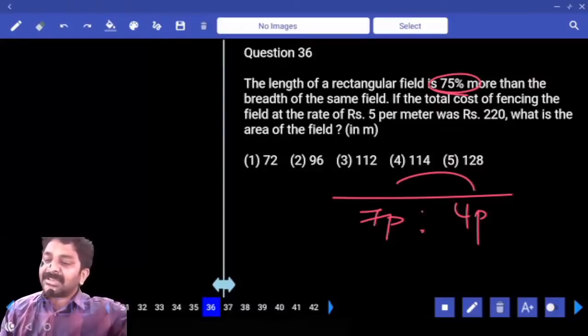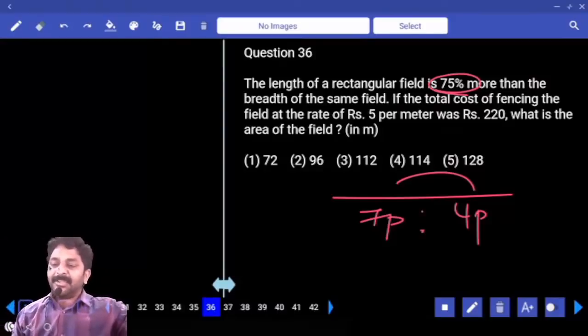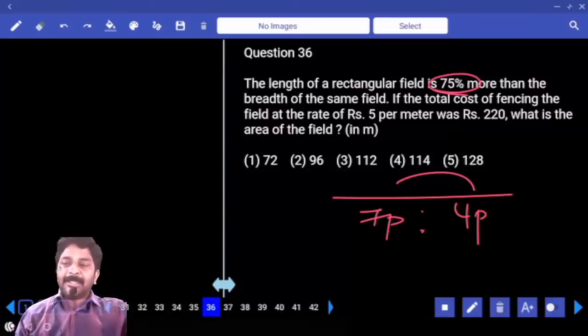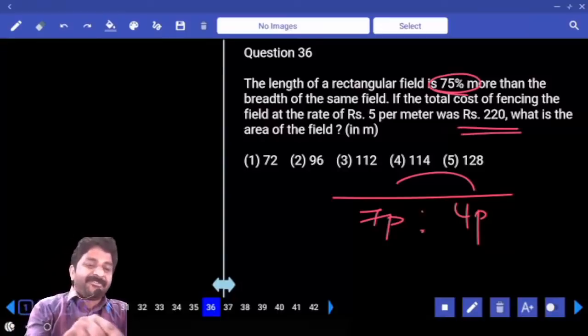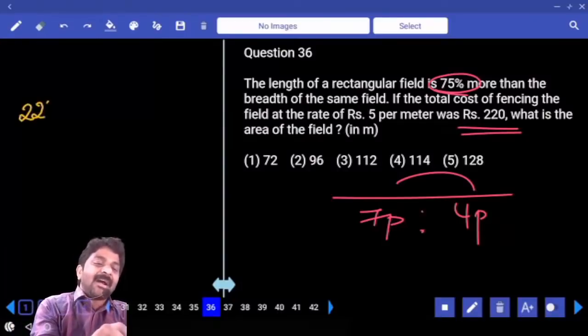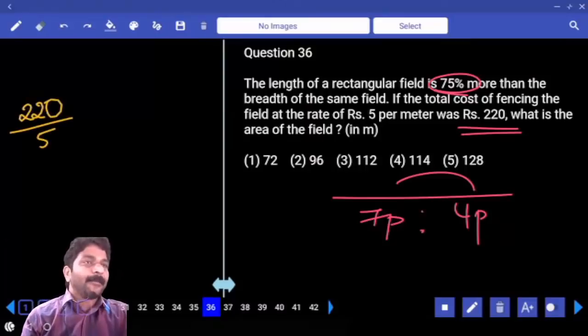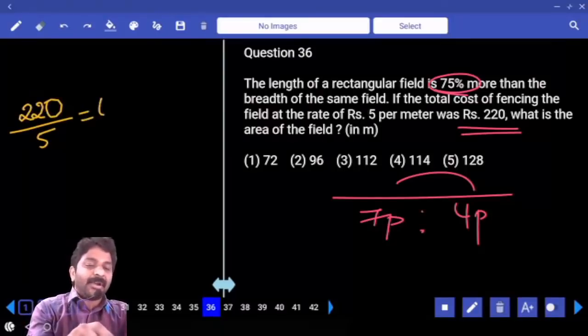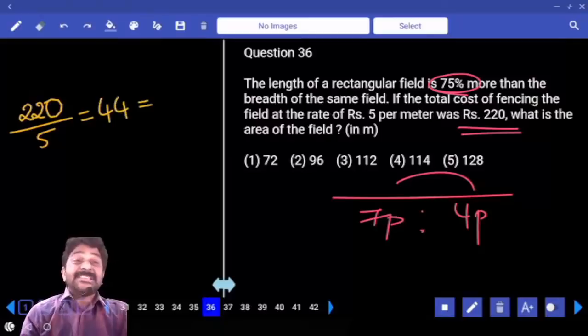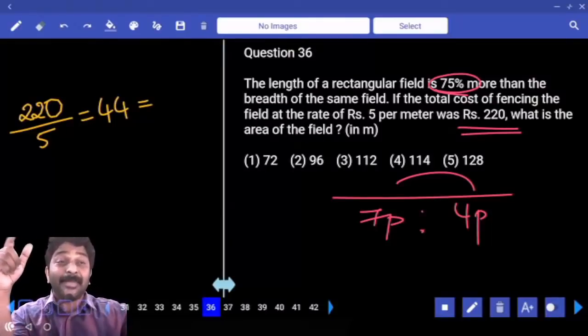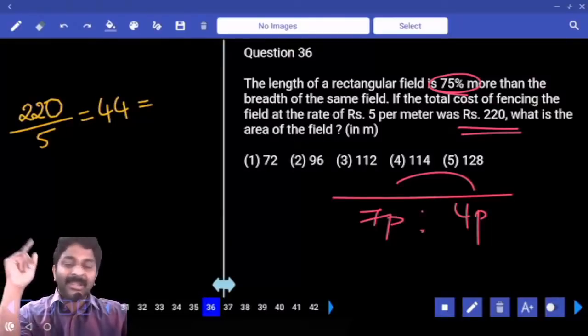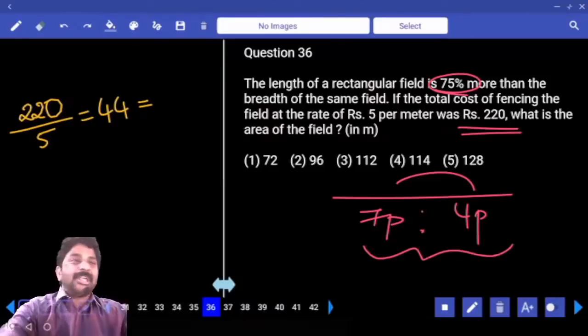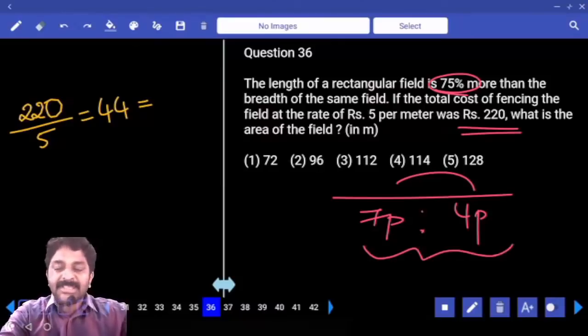If the total cost of fencing the field at the rate of 5 rupees per meter was 220. So for the fencing, the length required is cost incurred divided by cost per meter only, which is equal to 44 only. Fencing is done for the area or volume or perimeter? Perimeter, in the sense 2 times of L plus B only. What is L plus B?